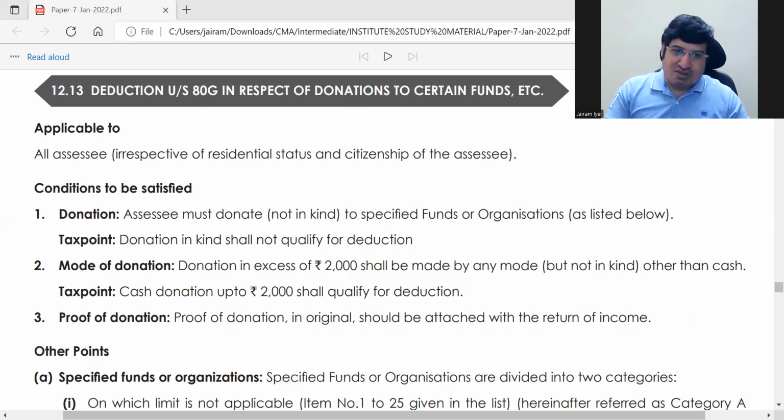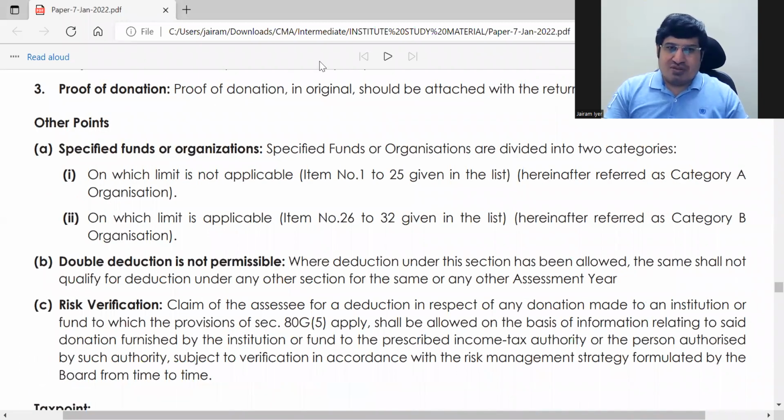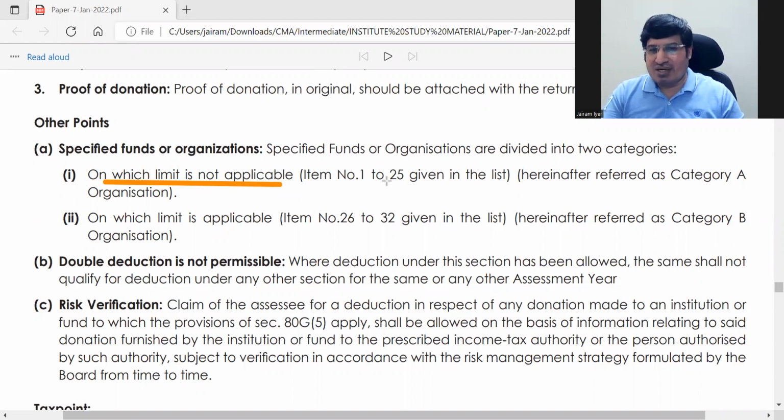Right? So now we'll see. These donations have to be made to certain organizations. There are two categories here. One on which limit is not applicable, on which there is no limit. What the limit is, I'll tell you when we go ahead and understand. You can call this category A organization. Second is where limit is applicable, category B organization. And double deduction is not permissible.